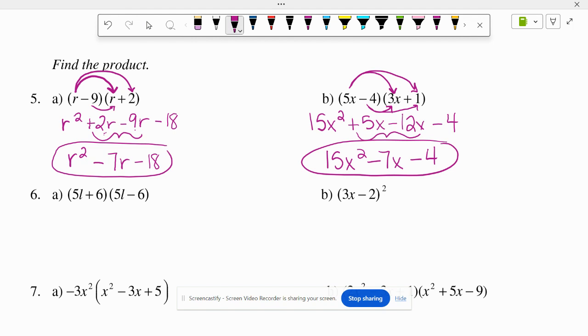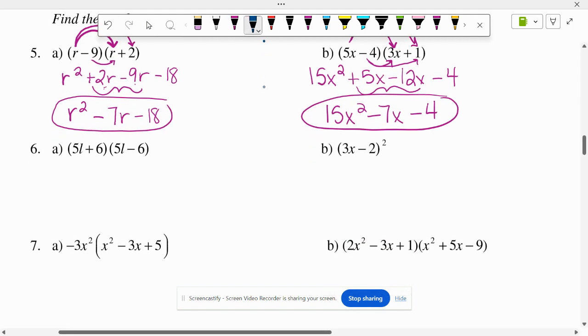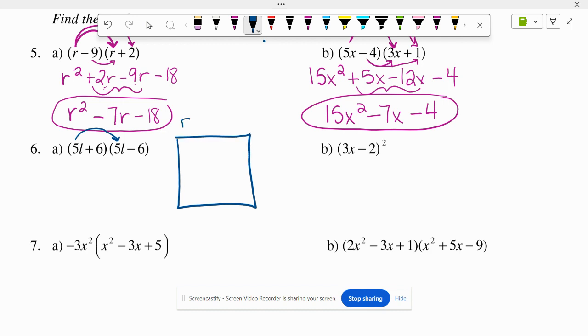All right. Delilah and Cameron, I'm coming to you. Delilah, I'm going to have you go first. 5L times 5L. I'll do this as a box. Sorry, I forgot to do that. Let me set that up really fast. 5L plus 6 and 5L and a negative 6. So area method. Delilah, what is 5 times 5 and L times L? 25L squared. Yes, ma'am. And what is 5L times 6, Delilah? 30L.